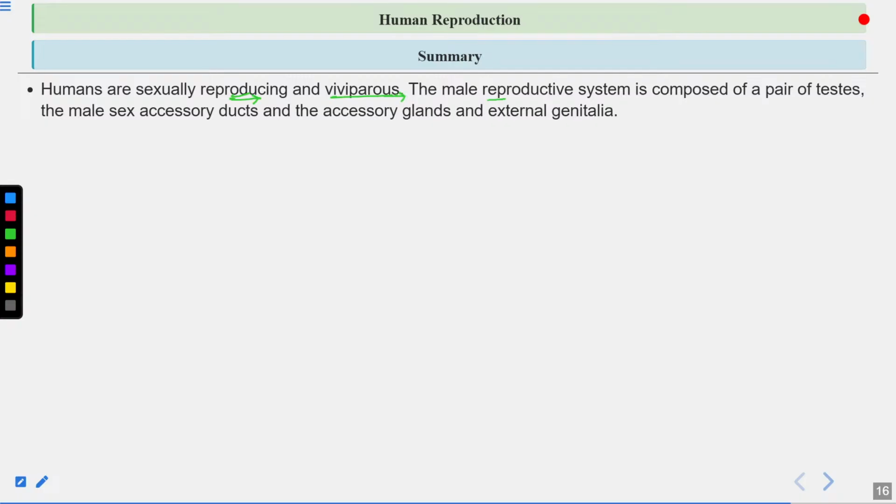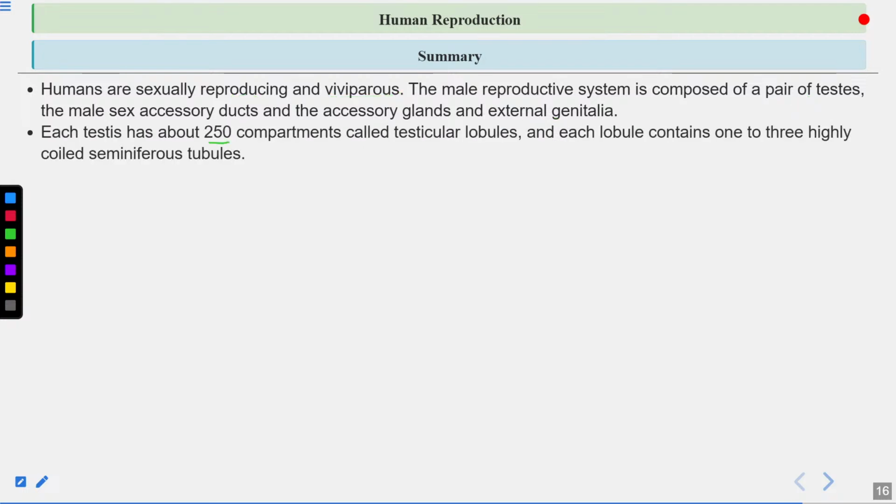Now, male reproductive system is composed of a pair of testes, which is the primary sex organ, then accessory ducts, which are vasa efferentia, epididymis, vas deferens. You should know the difference between vasa efferentia and vas deferens. Vas deferens carries the mature sperms. Vas deferens is quite long as compared to vasa efferentia. Accessory glands are seminal vesicles, prostate gland, and bulbourethral gland. Then external genitalia is penis.